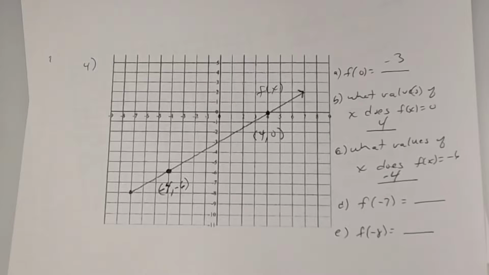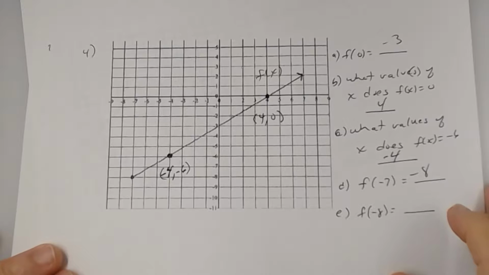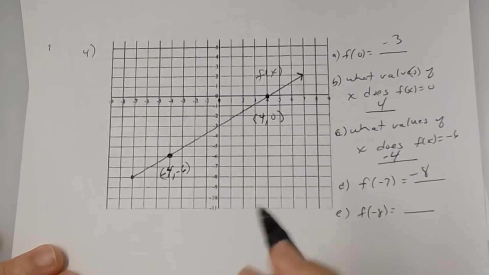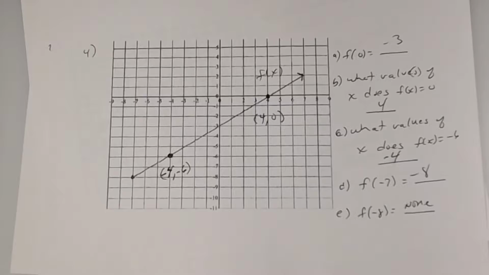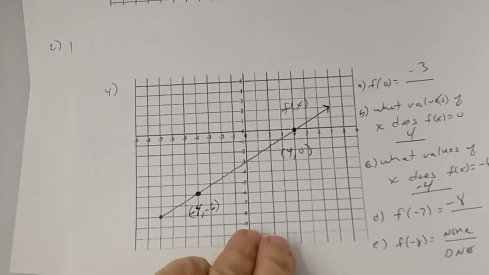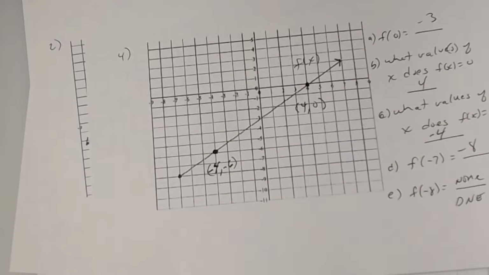What's f of -7? -8. What's f of -8? Does not exist. There's no point, right? In fact, it's not even part of your domain, -8. So you say none, or it does not exist. All right, any questions on that? Okay, so that's a quick review on that part. Now let's look at this one.